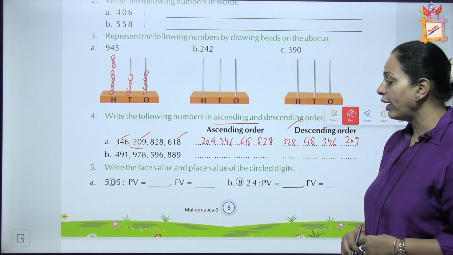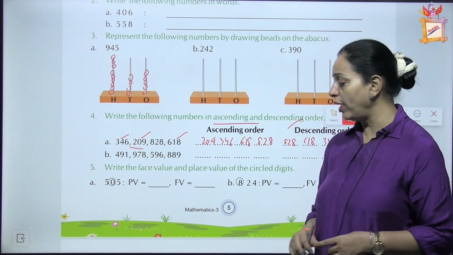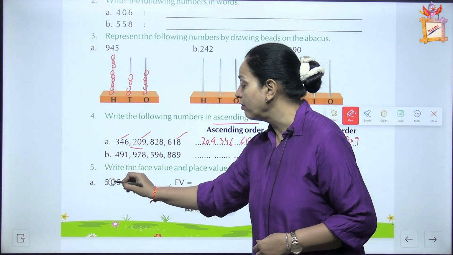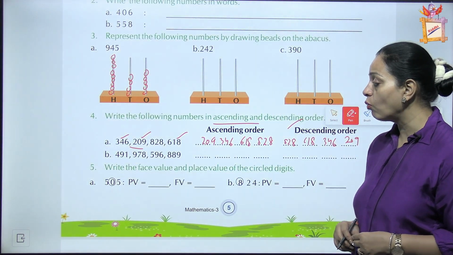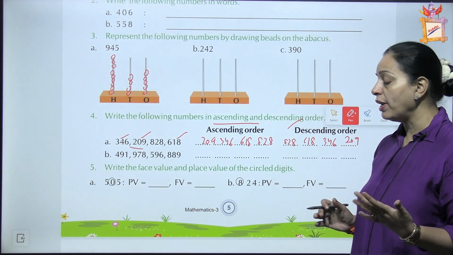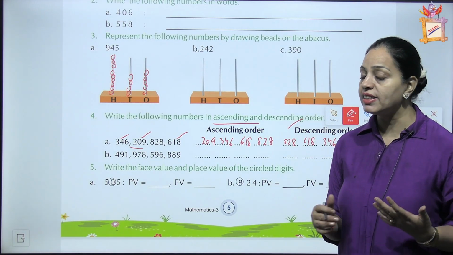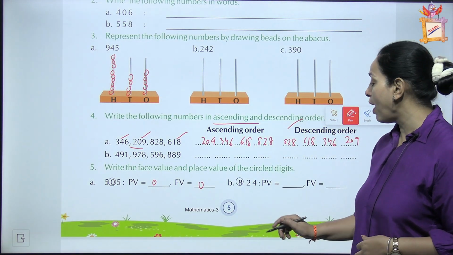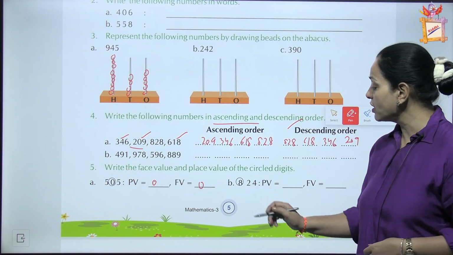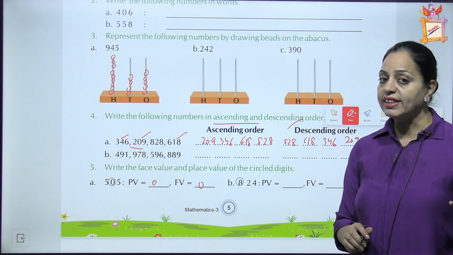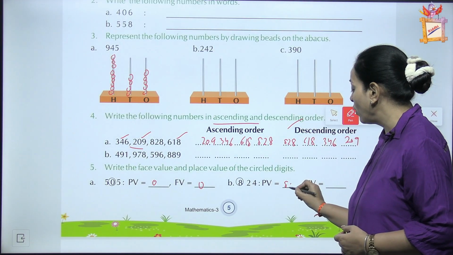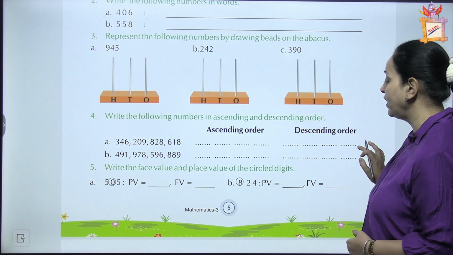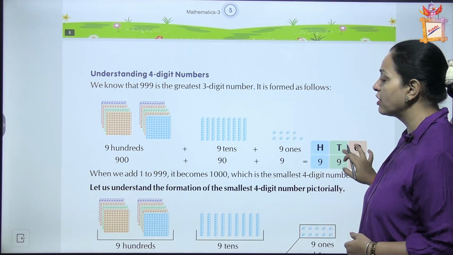The fifth one, write the face value and the place value of the circled digits. A part, 505. So 0 is the circled one. What is the place value? You know place value and face value of 0 is always 0. So this is 0, this is 0. Now B part, 824. What is the place value of 8? 8 is at hundreds place. So its place value is 800 and face value is 8 only, right? I hope this is very much clear to you, my dear children.